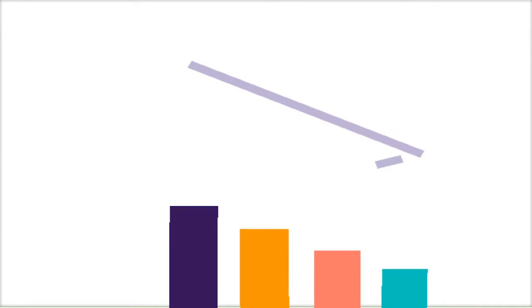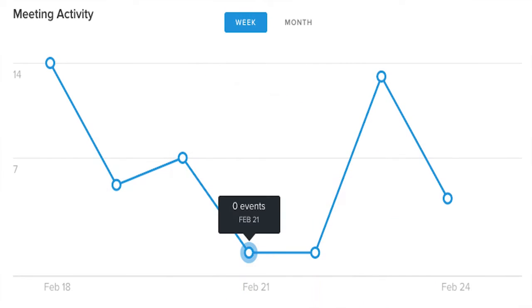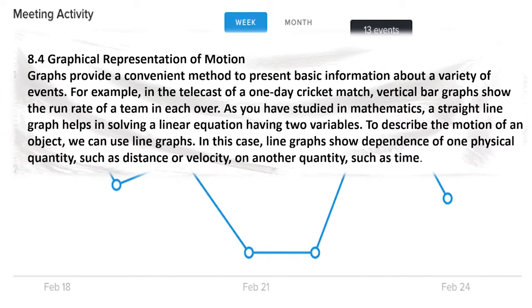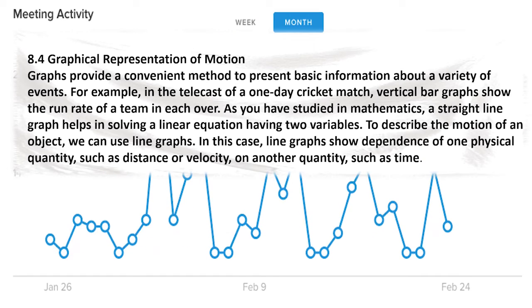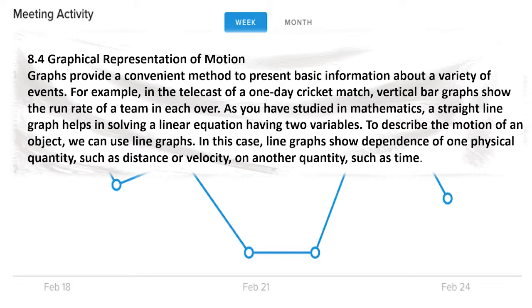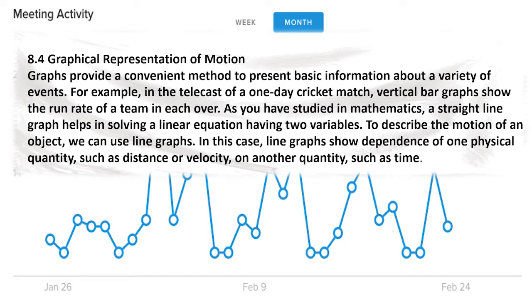As we have come across earlier, a straight line in a graph helps in solving a linear equation having two variables. Line graph is generally used to describe the motion of an object. The line graph shows the dependency of one physical quantity. In this case, quantities such as distance or velocity depend on time.